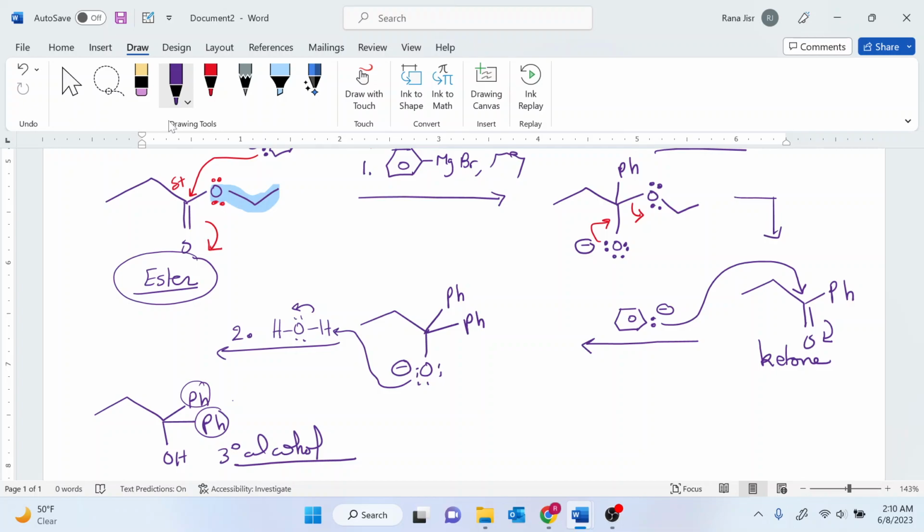So let's say, for example, we substitute the OR by a chlorine, so now we are doing an acidic chloride. The mechanism is going to proceed exactly the same, but the leaving group now is going to be a chlorine instead of the OR. And you're still going to get the tertiary alcohol as a product.